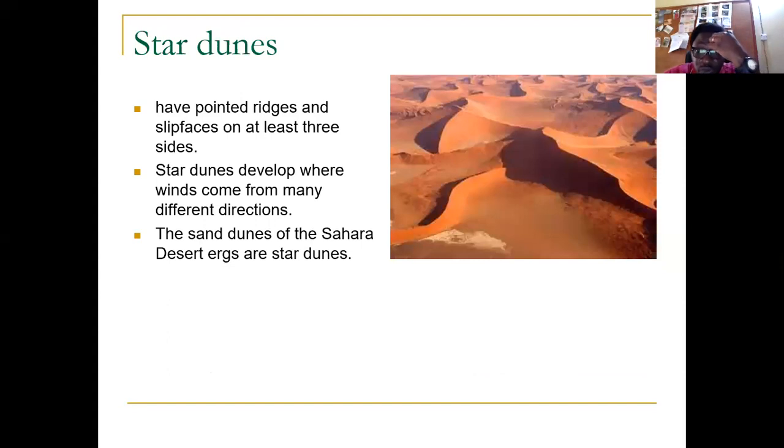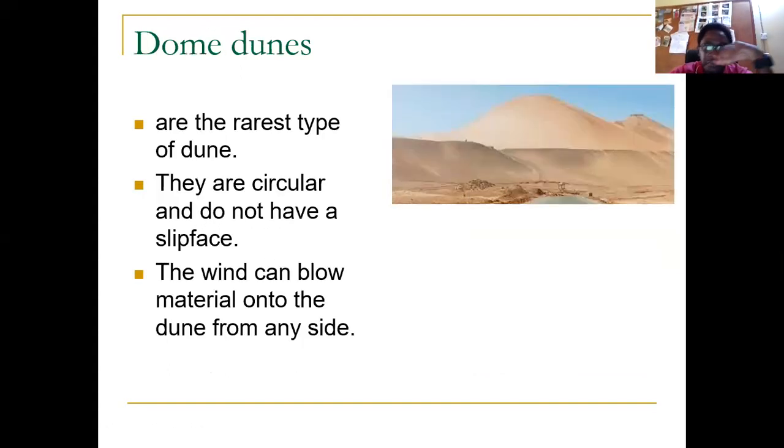Then you have star dunes, which look like stars when you look at them from an aerial view. These are very common in the Sahara Desert. Star dunes have pointed ridges and slip faces on at least 3 different sides because of wind flowing from different directions.